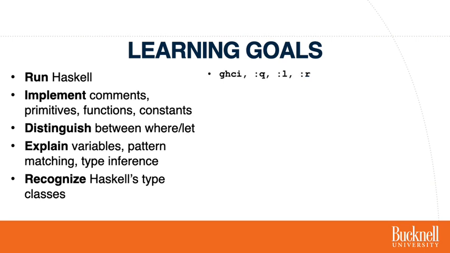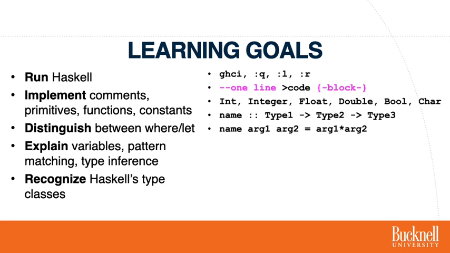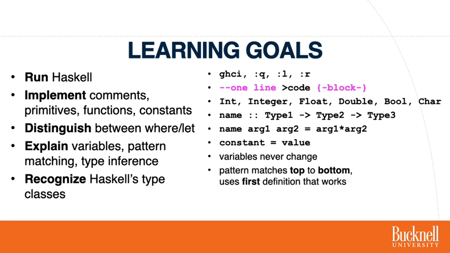We've learned how to run Haskell, implement comments and reverse comments, recognize Haskell primitives, create functions, and constants as functions that don't take any parameters. Variables in Haskell never change. And pattern matching occurs top to bottom using the first definition that works. When you don't declare a type for a function, Haskell infers the least restrictive type and uses type classes to do so. And that's an introduction to Haskell.